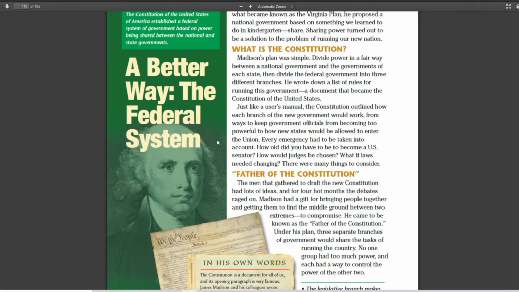Hello, and today we're going to go over a better way, the federal system. This is the beginning of the Constitution. This is the bare bones part of our start of the Constitution. It's going to take us 2 lessons to go through the 7 articles of the Constitution.